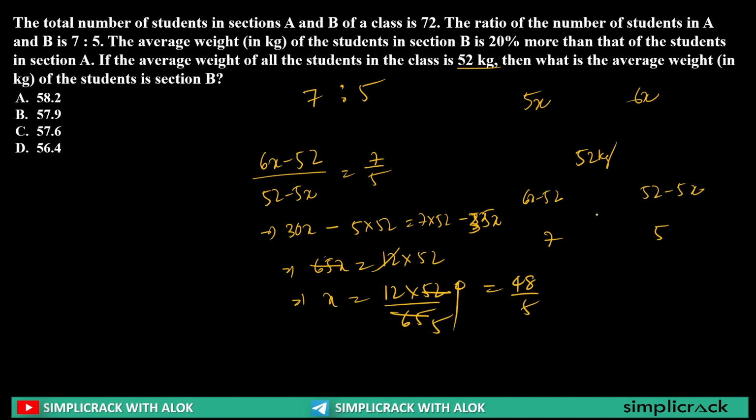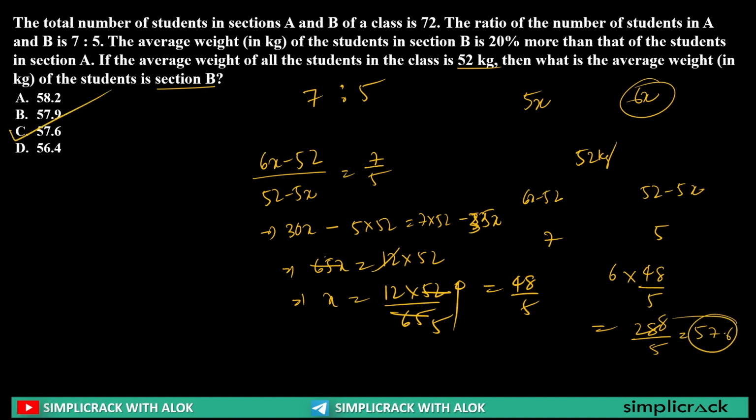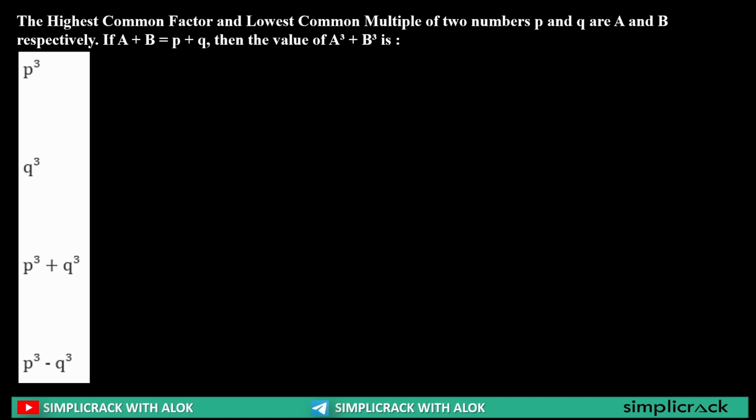What it has asked is the average weight of section B, that is 6x. So 6 into 48 by 5. 6 times 8 is 48, so it is 288 by 5. That is equal to 57.6, which is the answer. Clear?